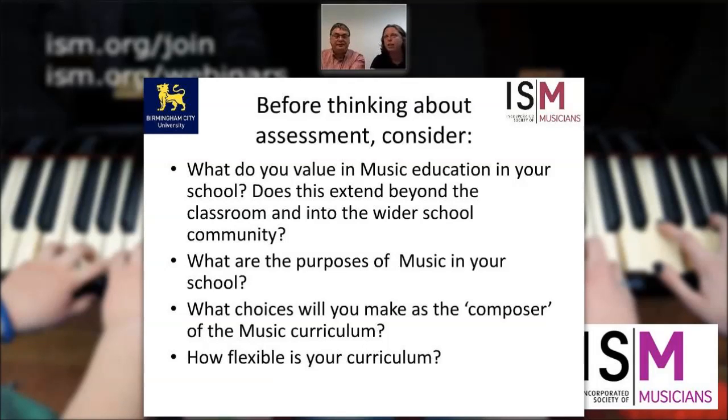Will it be flexible and adaptable for children coming in from lots of different places? Will you be able to adapt it in future years for different children? I think it might be worth just looking at that bullet, what choices will you make as the composer, if people haven't heard that?